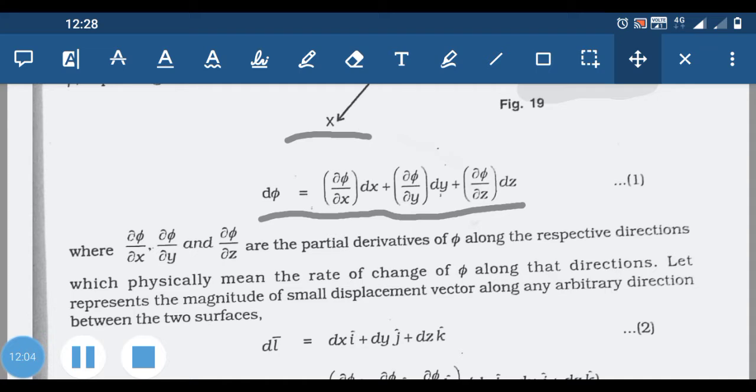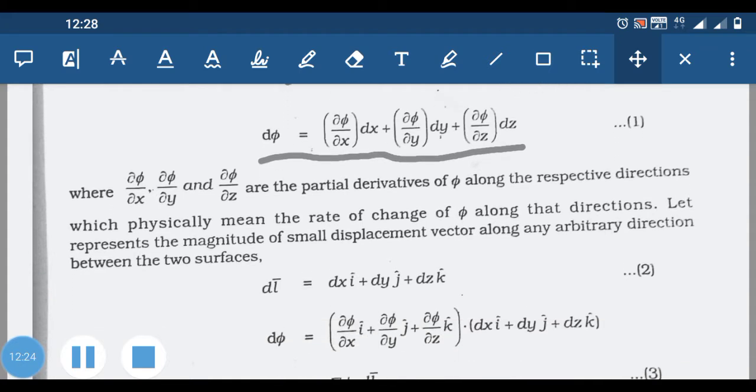Suppose we are partially differentiating the same function with respect to y, then dou phi by dou y will be: 3x is a constant, and the differential of y will be 1. So that is a case of partial differentiation. So the total derivative is equal to dou phi by dou x into dx plus dou phi by dou y into dy plus dou phi by dou z into dz.